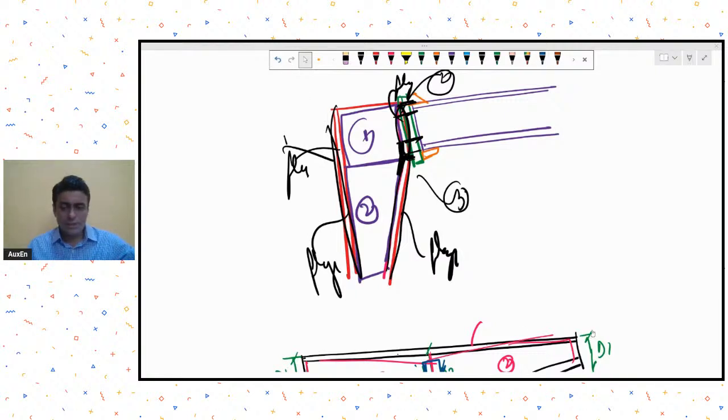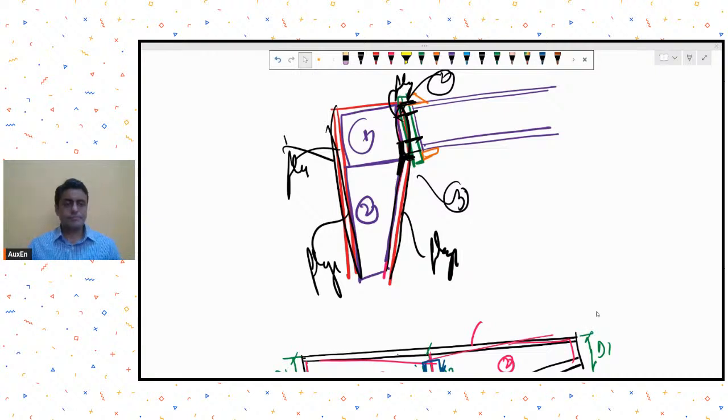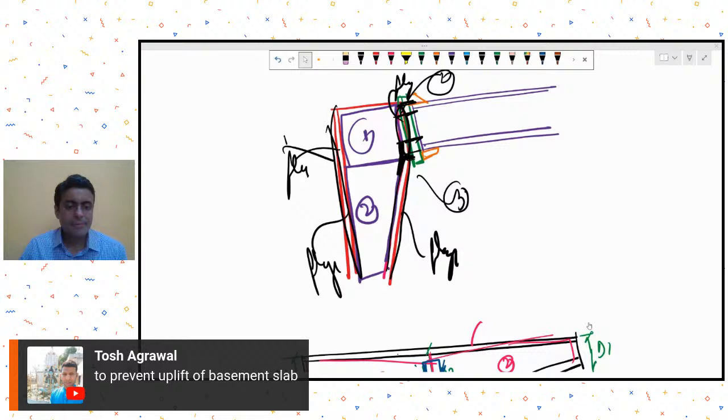Mr. Tosh is saying stitch slab. I don't know what stitch slab means. Does anyone know stitch slab? I do not know about it. To prevent uplift of basement slab. Okay, okay.